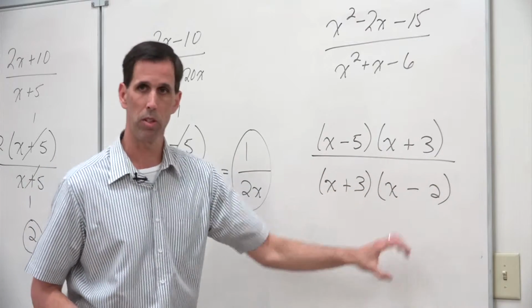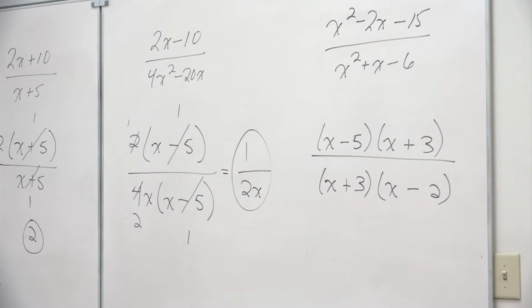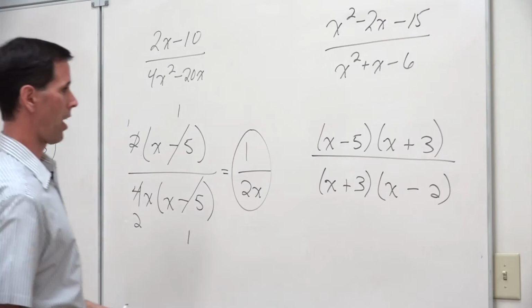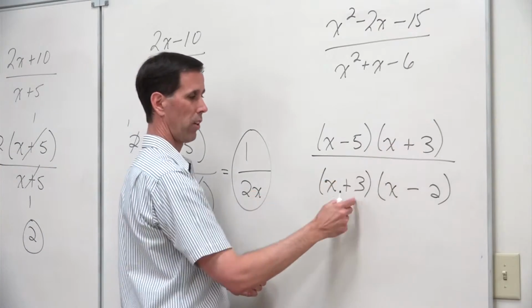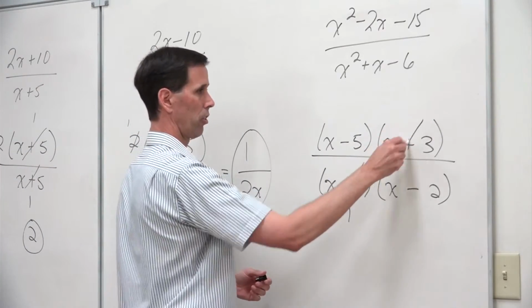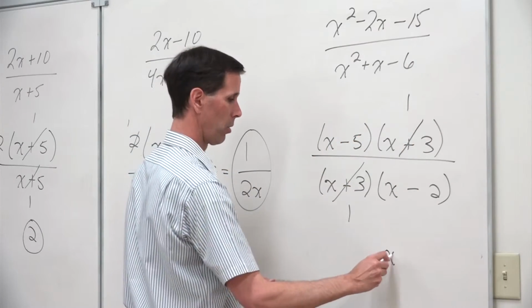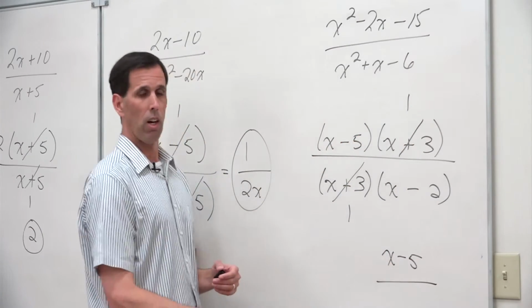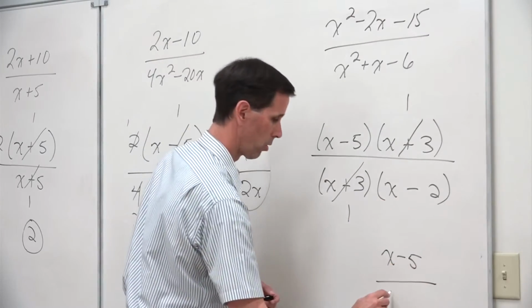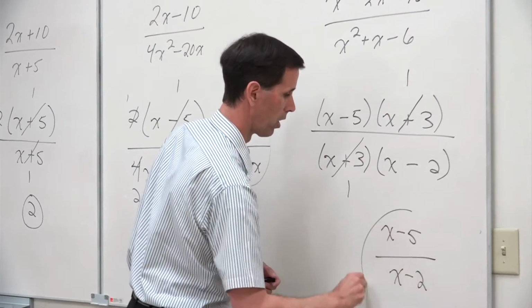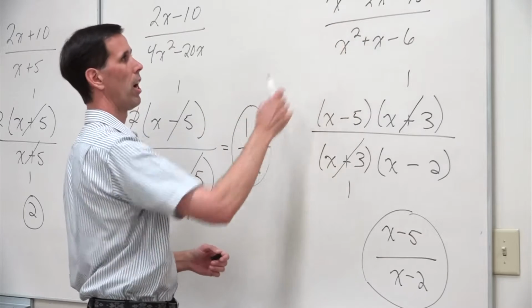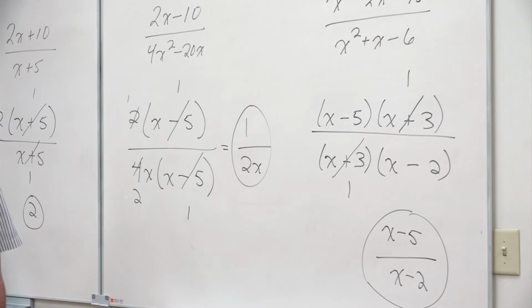All right, now that we've got it down to this factor times this factor on top over this factor times this factor on bottom, now we're ready to finally reduce what we can. Since you have a product of factors, if you notice, they both have the factor x plus 3, so those can be canceled, and you're left with x minus 5 times 1, which is just x minus 5, over 1 times x minus 2, which is just x minus 2. So your simplified version of x squared minus 2x minus 15 over x squared plus x minus 6 would be x minus 5 over x minus 2.